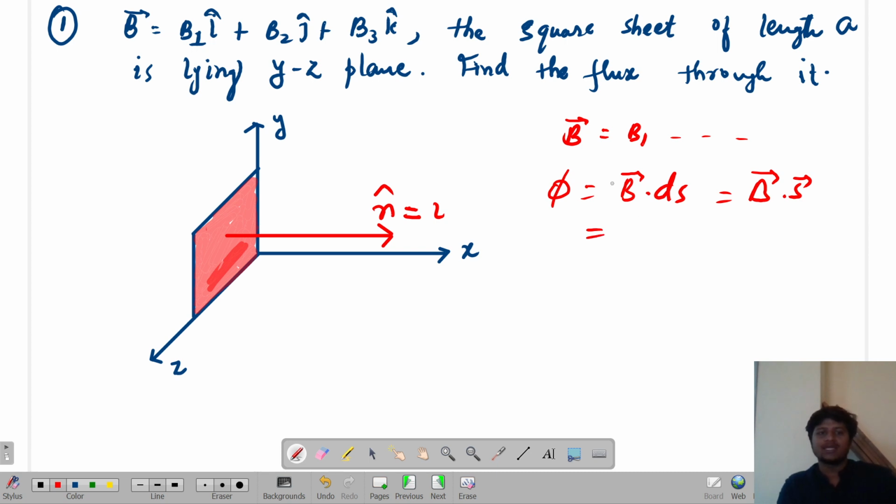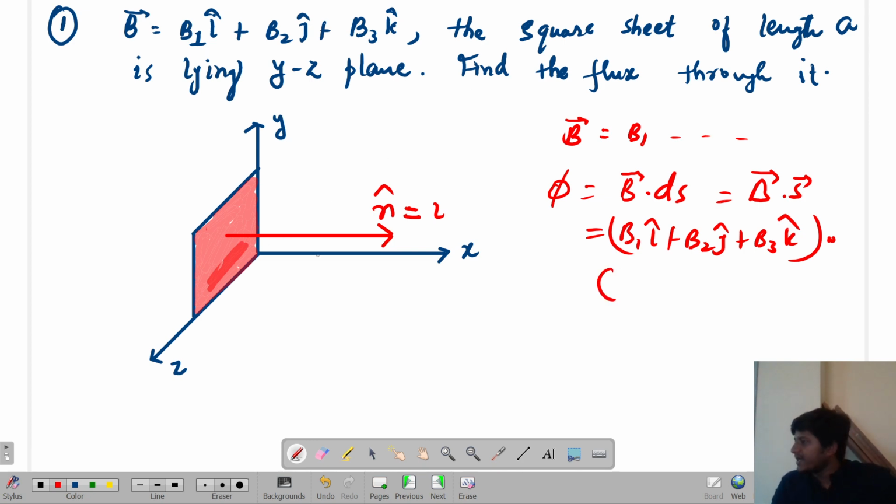B is what? B1 I cap plus B2 J cap plus B3 K cap. Now it will be what? Dot product with what? S vector. What is the direction of S vector? Towards the I axis. Yes or no?